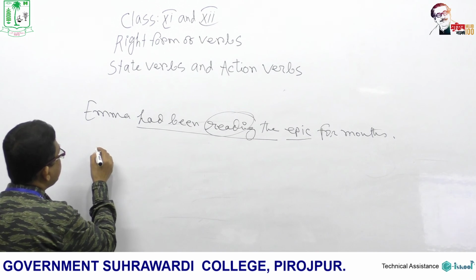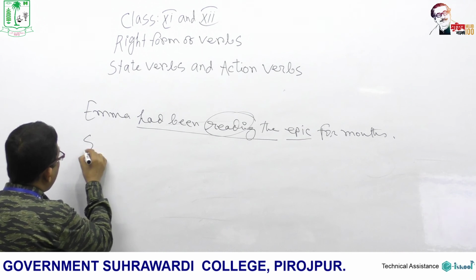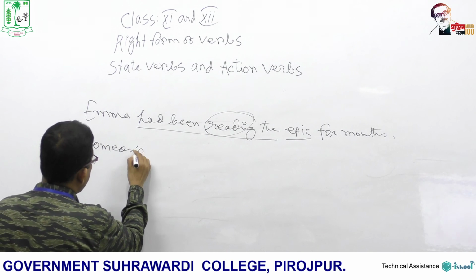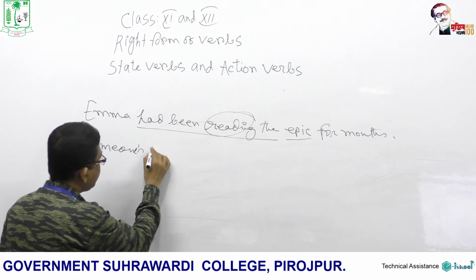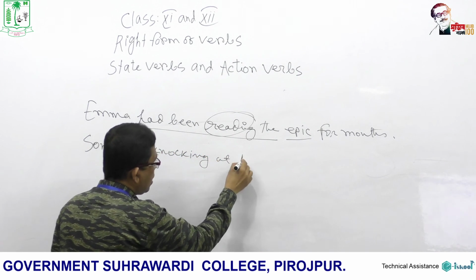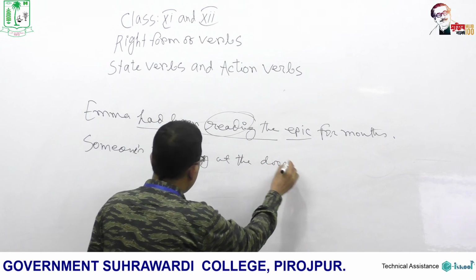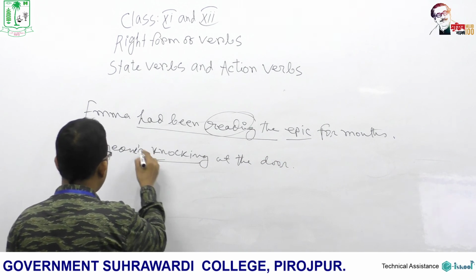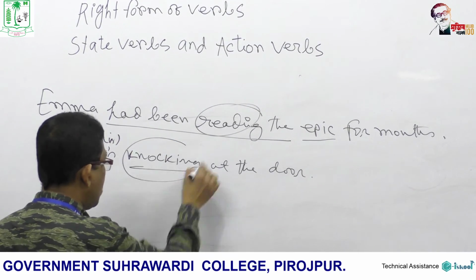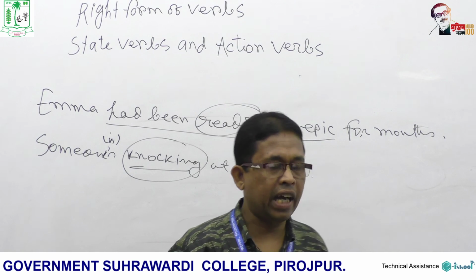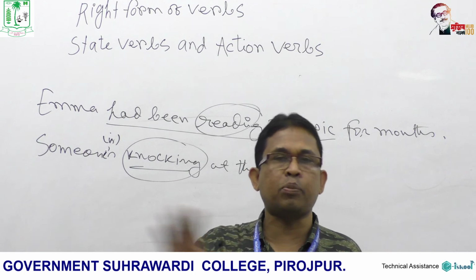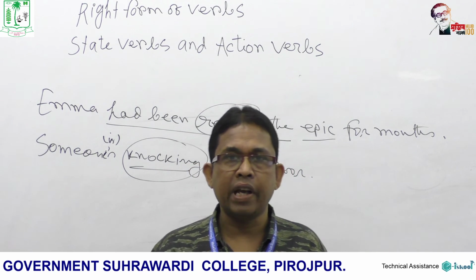For example, someone's knocking at the door. Knock is an action verb, and someone is knocking at the door. I have used this in continuous form, and you can also use these action verbs. Most of the verbs in English are action verbs.